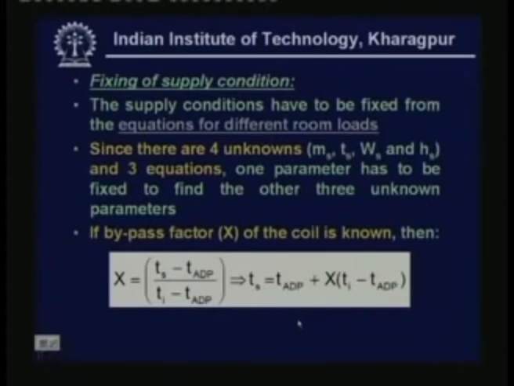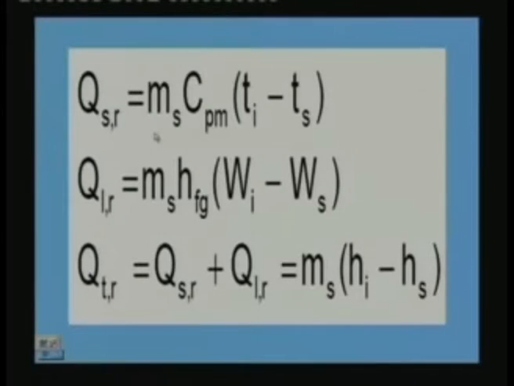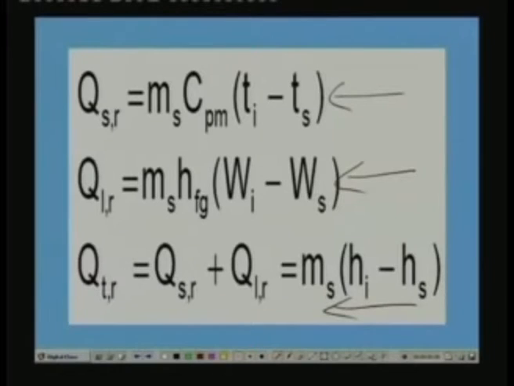Now we have to fix the supply conditions. How do we fix the supply condition? The supply conditions have to be fixed from the equations for different room loads. What are those equations? We have three equations: one for sensible heat transfer, one for latent heat transfer, and one for total heat transfer. If you look at these equations, we know Ti, we know Wi, we know Hi, because these are fixed based on your inside condition requirements, for example, based on comfort criteria.